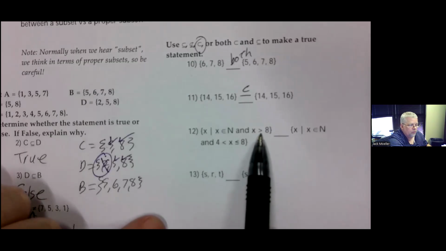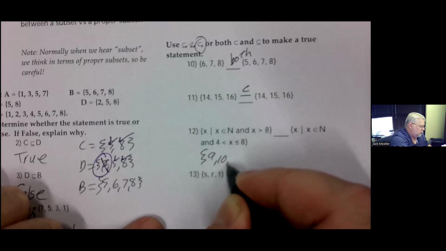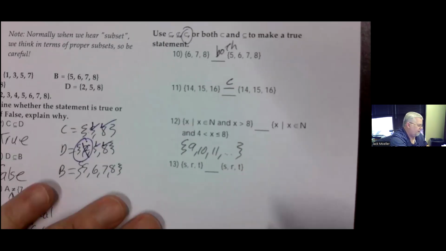So on the left, where do we start? Well, greater than 8, it's not equal to 8, so it starts with 9. And 9, 10, 11. There's no ending point, so it goes on forever.